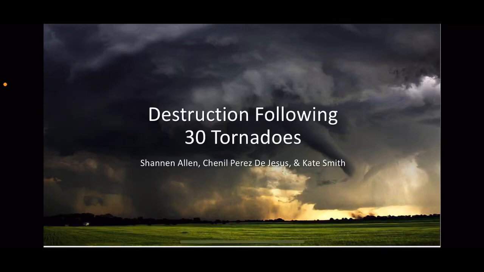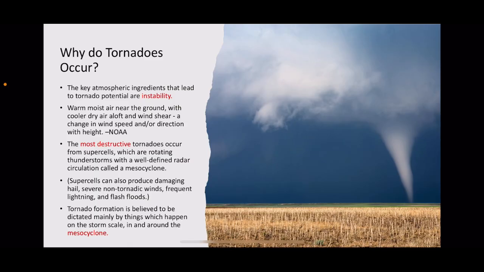Destruction following 30 tornadoes. Why do tornadoes occur? The key atmospheric ingredients that lead to tornado potential are instability, when warm, moist air near the ground meets cooler, dry air aloft, and wind shear, which is a change in wind speed and/or direction with height. This causes a tornado.